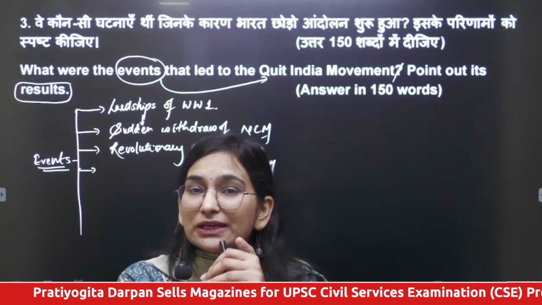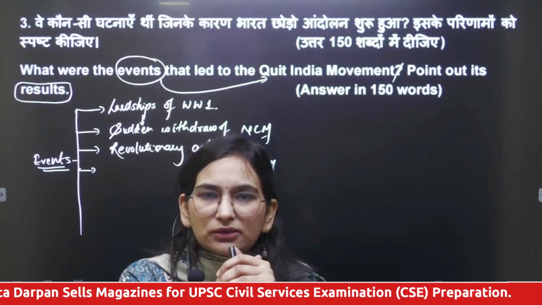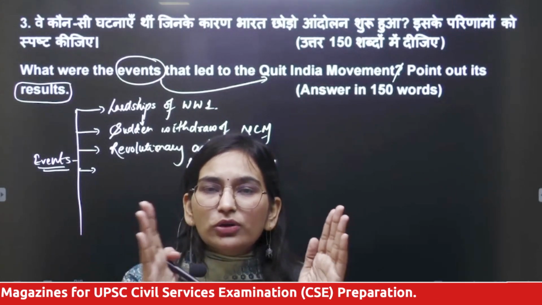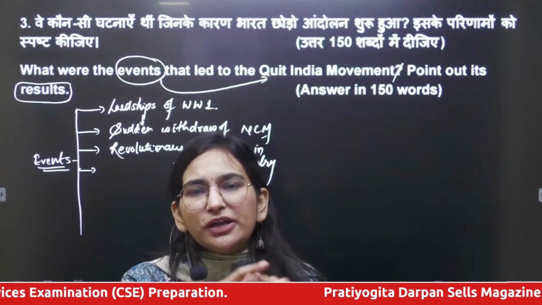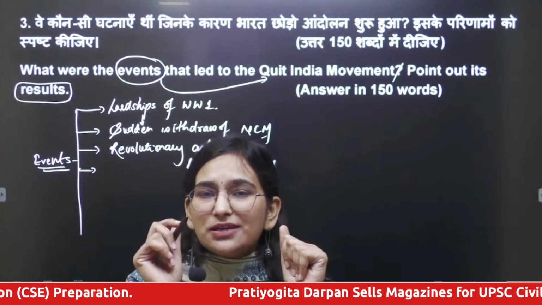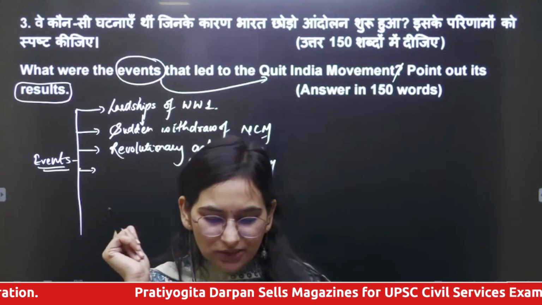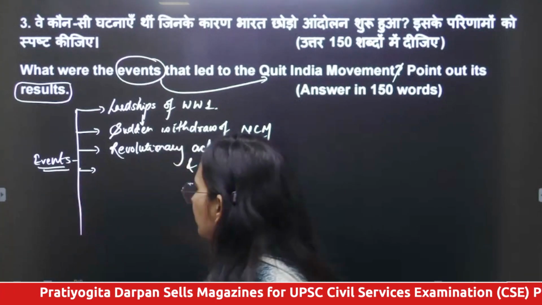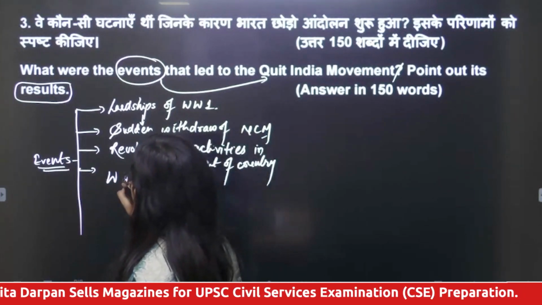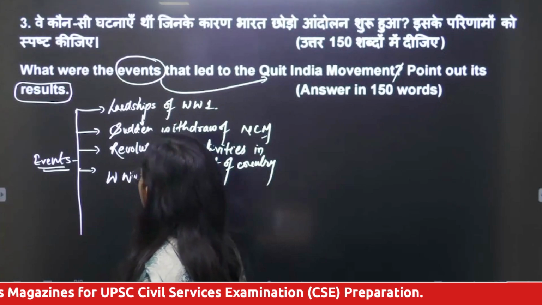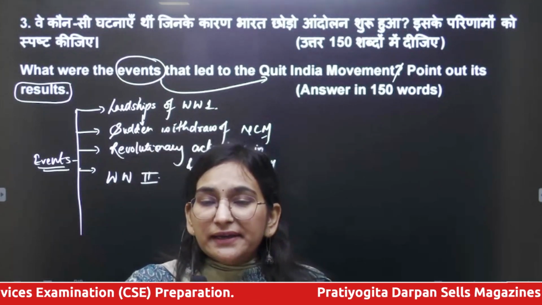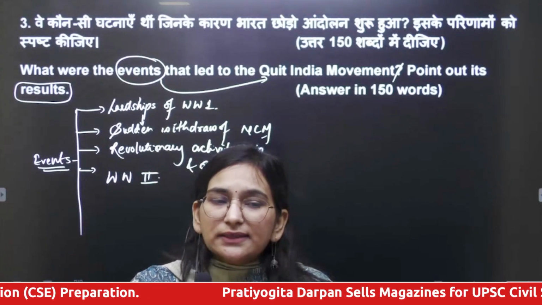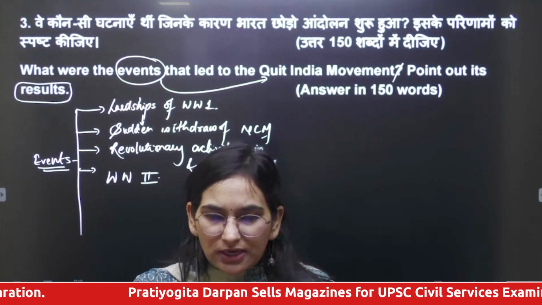Then what happened? Suddenly World War II would start, and that's not the only thing. The Britishers announced India's participation in World War II without asking India, without the consent of Indians. So you can talk about World War II. And now the debate would be going on about how you can involve India in that.